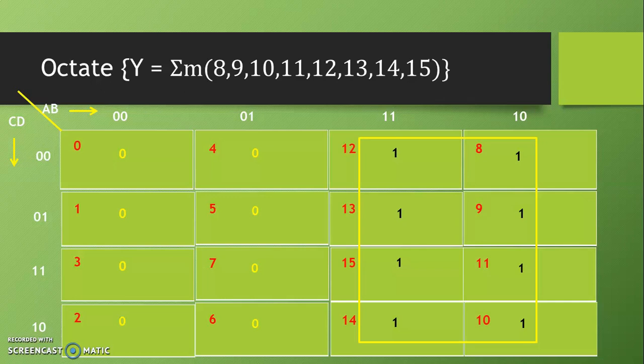In this video lecture, we have studied how to prepare groups, why we are making these groups, and how simplification of the K-map will be done. That we will discuss in our next lecture.